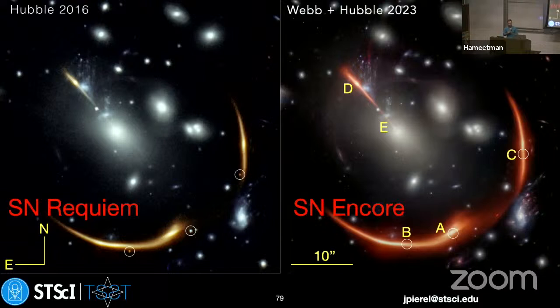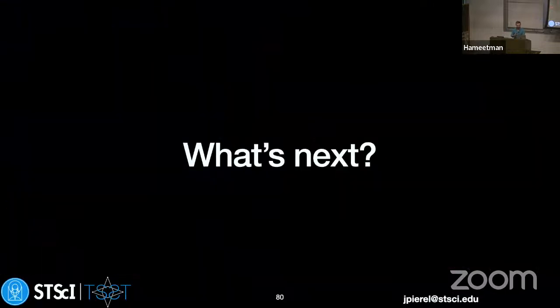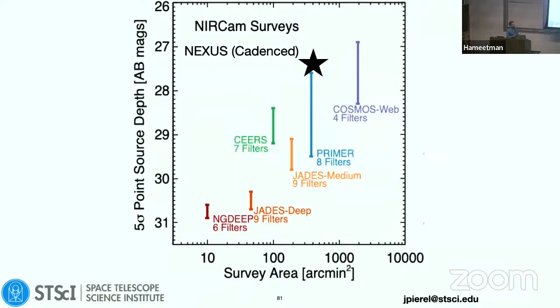Okay, so where are our next efforts going? So this NIRCam surveys slide, there's a new one starting in May. It's called NEXUS. And the reason we're excited about NEXUS is you can see it's not as wide as COSMOS, it's not as deep as PRIMER, but the reason we're excited about it is because it's the first time domain survey. So it is 3 years of repeated observations every 2 months. We also put in another proposal to increase that cadence to every month. So we'll see if that works.